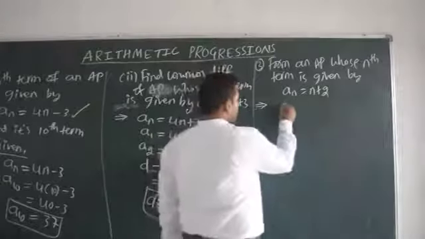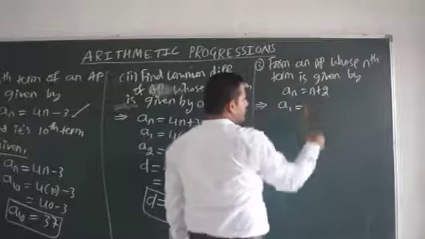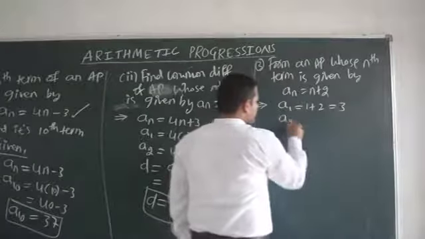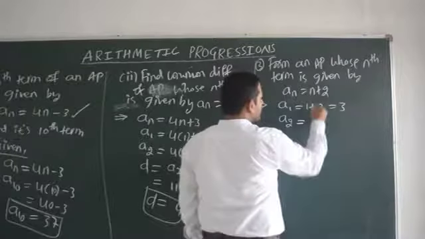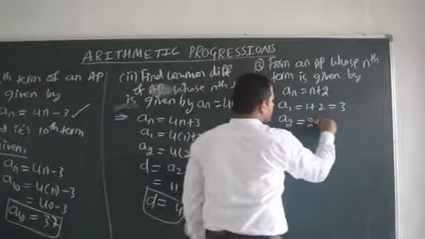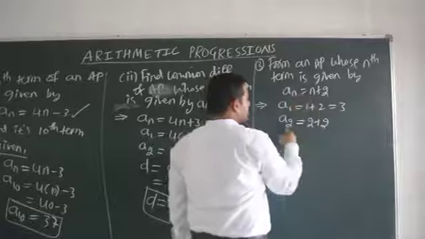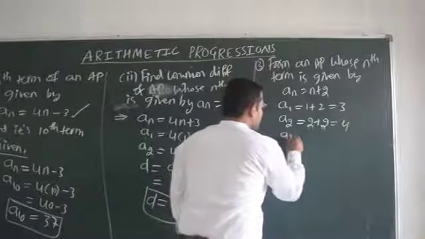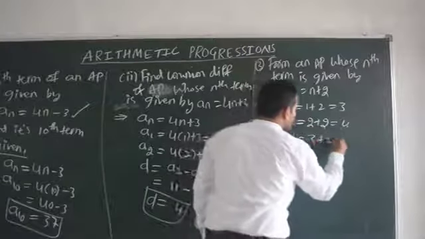How to find the first term? a1 is equal to, an is given, no? a1 is equal to 1 plus 2, that is equal to 3. Similarly, what will a2 come to? An is equal to n plus 2 means a2 is equal to 2 plus 2, so that is equal to 4. Similarly, a3 is equal to 3 plus 2 is equal to 5.